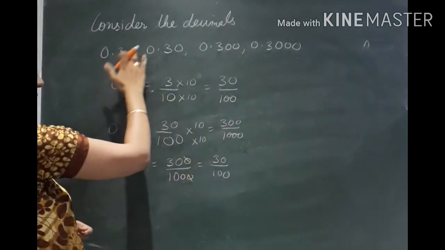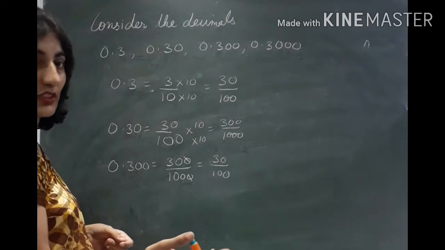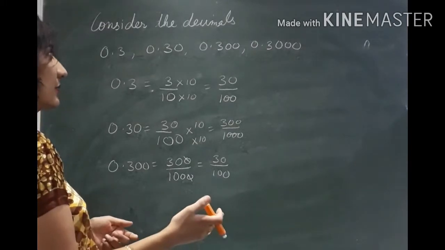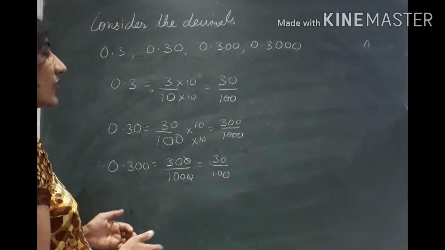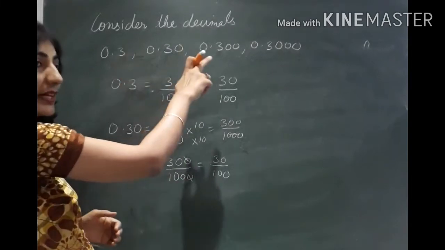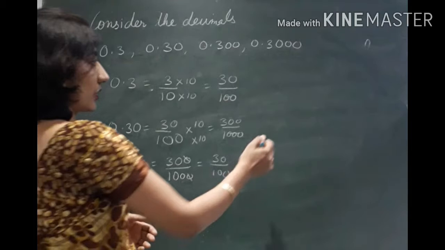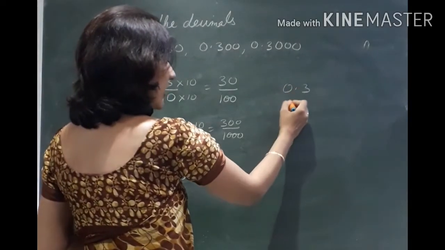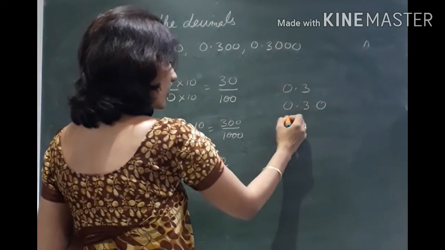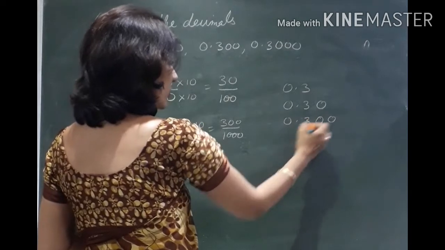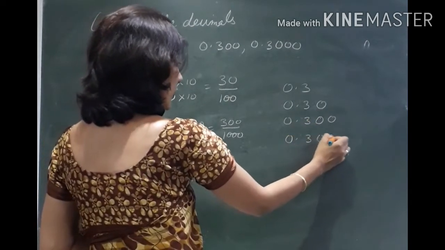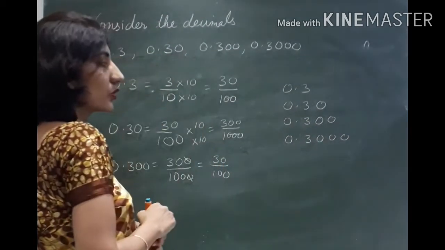But after decimal we have different number of digits. We call them unlike decimals. So how can I change them to like decimals? At the extreme end of the decimal I can add as many zeros as I want. Like it is 0.3, I can make it 0.30, 0.300, 0.3000.